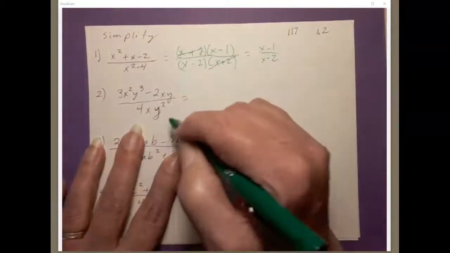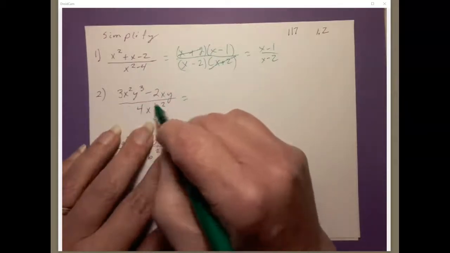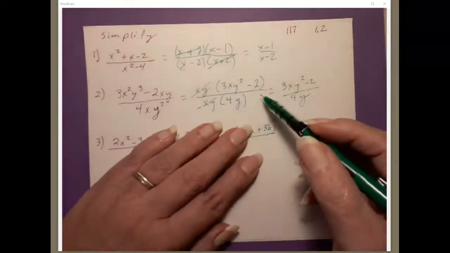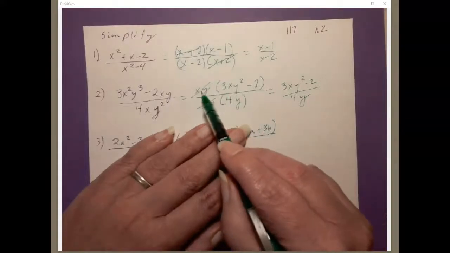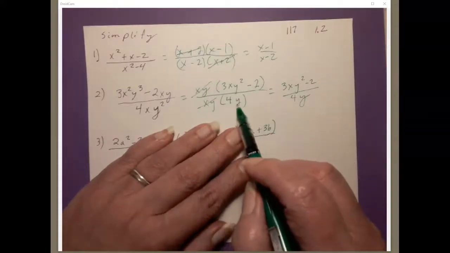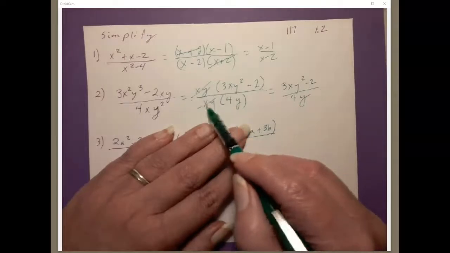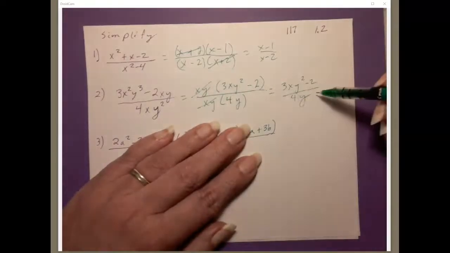There's x's and y's running around all over the place here, but I want to factor out the greatest common factor, is what it looks like. So the xy comes out and I'm left with 3xy squared minus 2, and the xy comes out on the bottom and I'm left with 4y. If I reduce this now, everything's multiplied. I can reduce this and I'm left with what's left in the parentheses here.